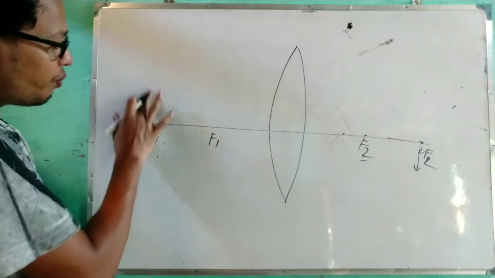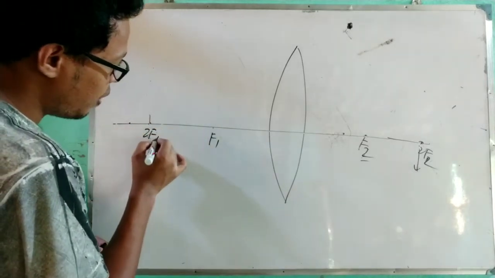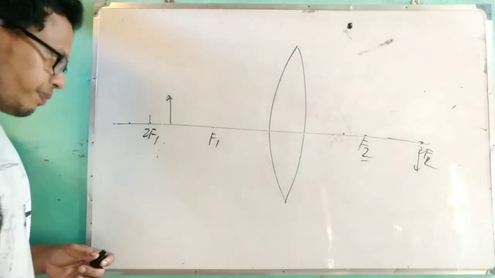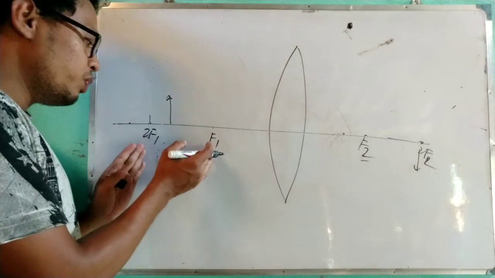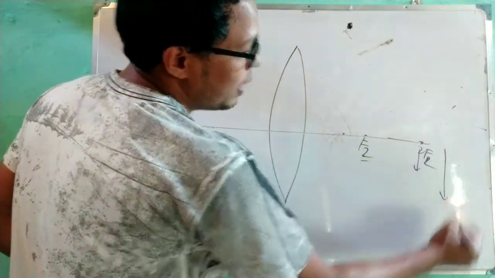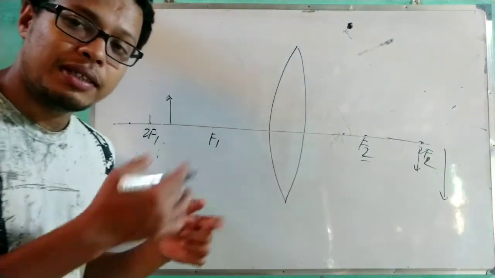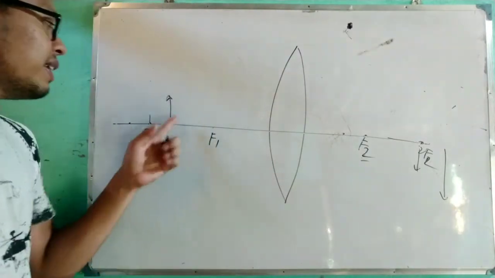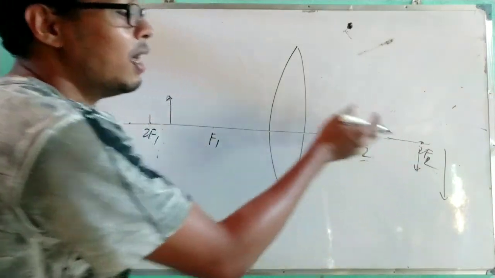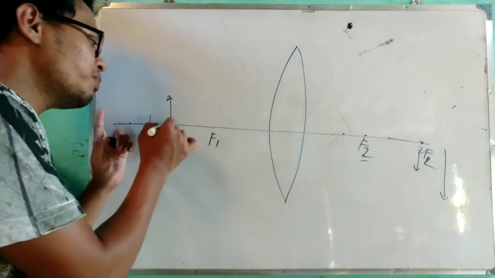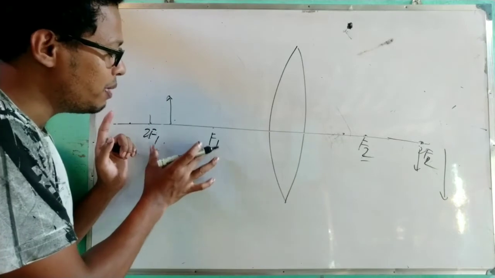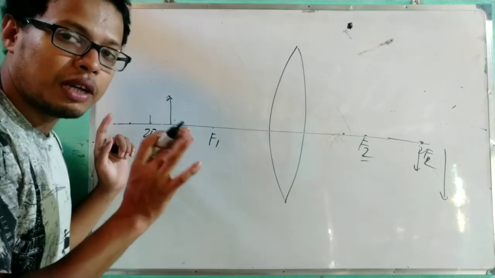Now again, further moving from twice f1 to f1, what happens? When the object is placed in between f1 and twice f1, then the image forms beyond twice f2, and the size of the image will be magnified compared to the object. Beyond that, the size of the image is diminished compared to the object, but here the size of the image is magnified when the object is placed in between f1 and twice f1. Are you getting my point?